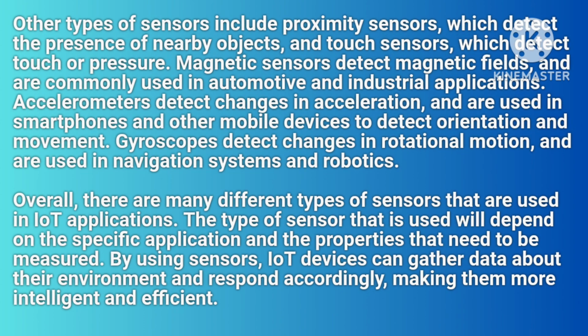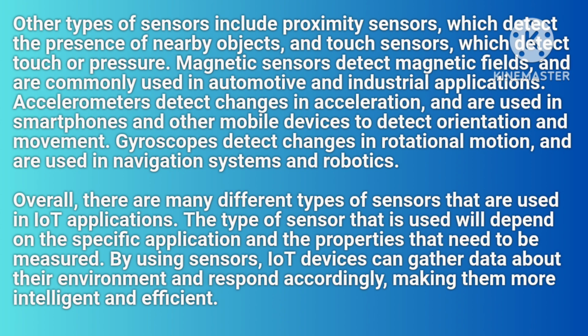Other types of sensors include proximity sensors, which detect the presence of nearby objects, and touch sensors, which detect touch or pressure. Magnetic sensors detect magnetic fields, and are commonly used in automotive and industrial applications. Accelerometers detect changes in acceleration, and are used in smartphones and other mobile devices to detect orientation and movement. Gyroscopes detect changes in rotational motion, and are used in navigation systems and robotics.